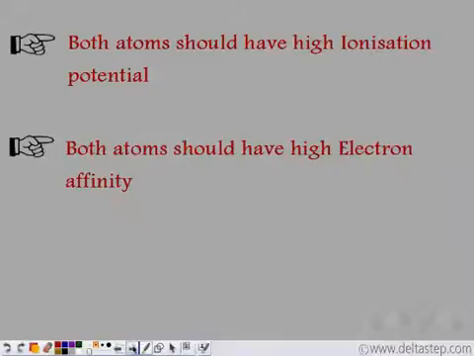Another important factor for the formation of a covalent compound is that both the atoms should have high electron affinity. Electron affinity, as the name suggests, is the attraction for electrons. So this is the amount of energy released when electrons are added. Since in covalent compounds there is sharing of electrons, the essential condition is that both the atoms should have a high electron affinity, so that both of them can equally share the electrons.